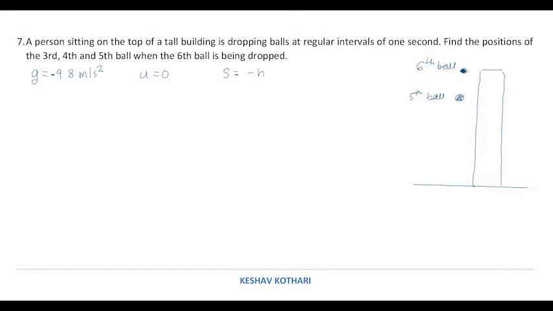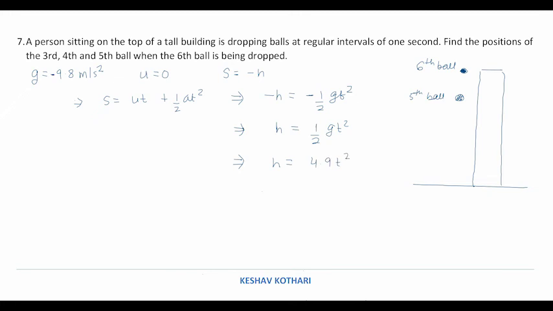So I am obtaining a general formula for the distance traveled as s equals ut plus half at square. And we obtain it as minus h equals ut, which is 0, minus half gt square. So we obtain that the distance traveled, or h, is going to be half gt square. So if we put 9.8 over there, we can write it as 4.9 t square. So we are getting a function h equals 4.9 t square.